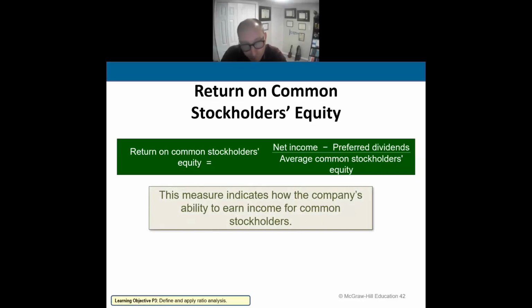Return on stockholders' equity tells me the company's ability to earn income for stockholders. Simple, straightforward. We're going to be able to pay our investors. That's what this tells us. Net income minus the preferred dividends divided by the average common stockholder equity. There's that word again, average. Beginning balance plus ending balance divided by 2.